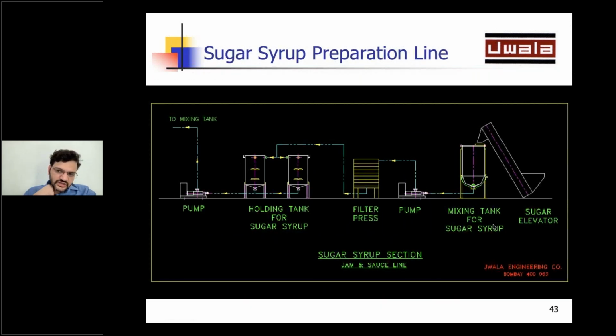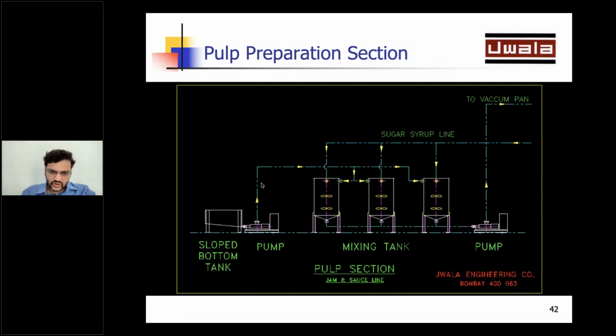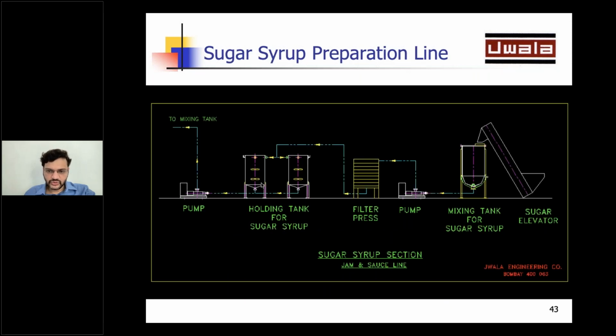So how does the sugar syrup preparation line work? You feed the sugar in a tank with the help of an elevator. The mixing of the sugar and water happens in this tank. You heat the solution with the help of steam. The product which is obtained is then passed through a filter press, in order to refine and filter the sugar syrup, and then it is taken to the holding tank. Now the syrup from this holding tank again goes to the common mixing tank, and then we homogenize and pasteurize the product in order to obtain mango juice.